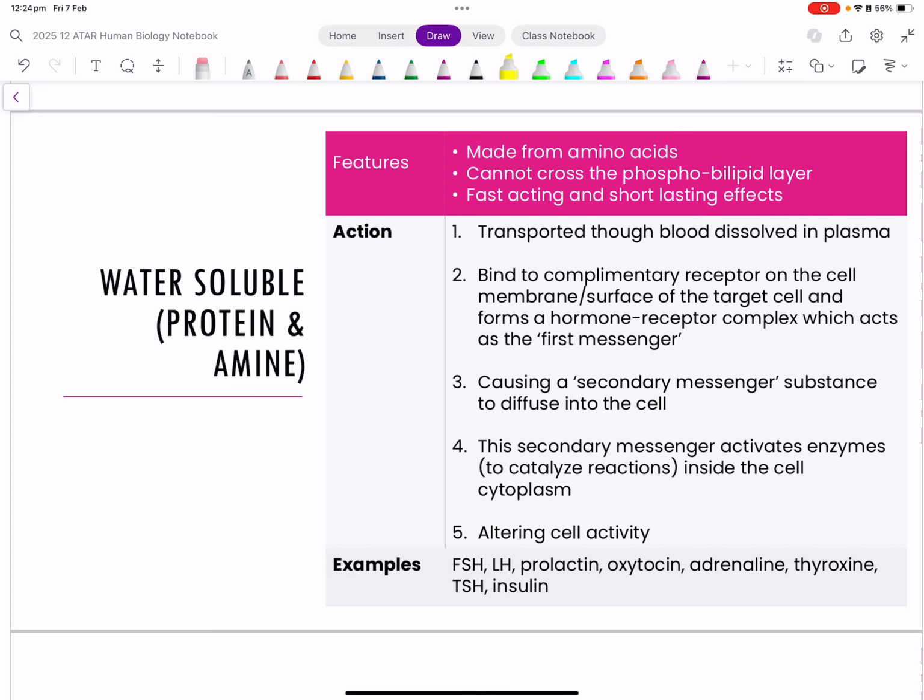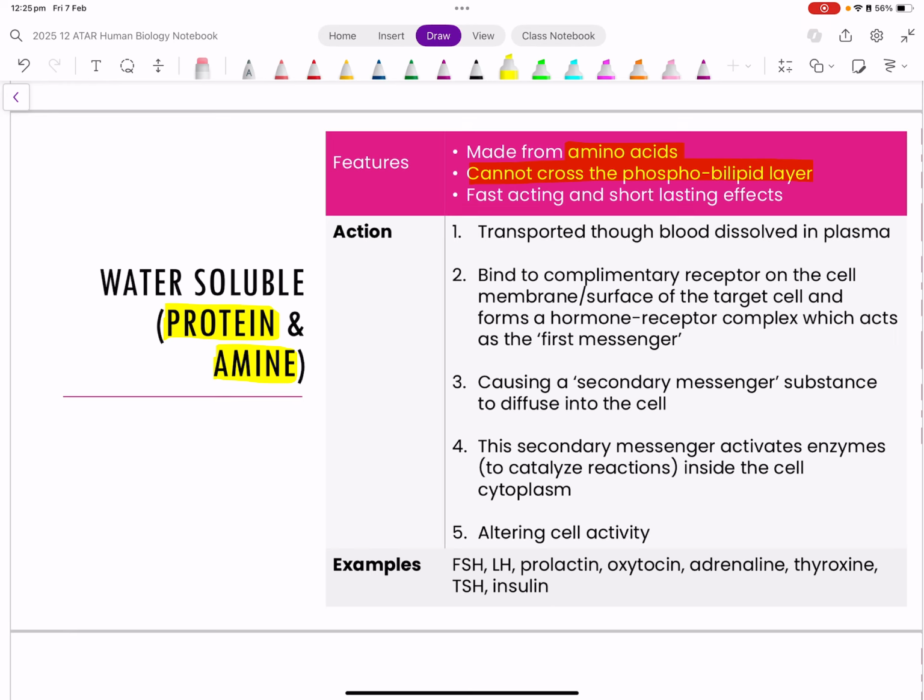A water soluble hormone may also appear to be named a protein hormone or an amine hormone. The reasoning for this is that these particular hormones can be in the form of a protein or amine. They are made up from amino acids, and all of these things cannot cross the phospholipid bilayer.